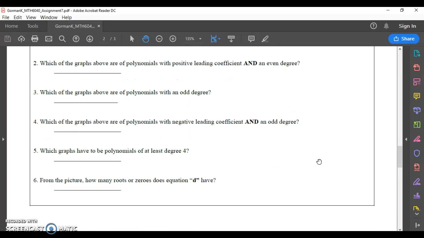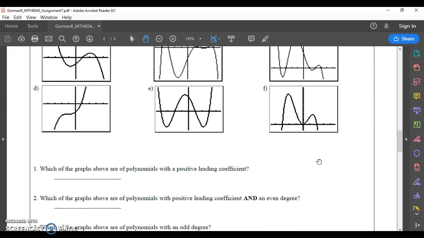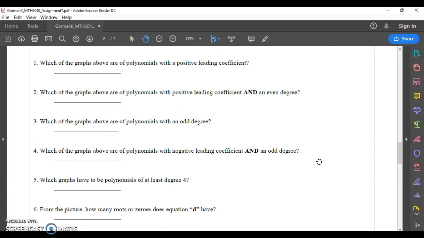So it kind of gets them thinking about these different types of questions and relating them to the actual picture of the graph. You could also have them plug these in their calculator instead of giving them the picture. You could just give them the function and then have them plug it into their calculator and determine this from there.